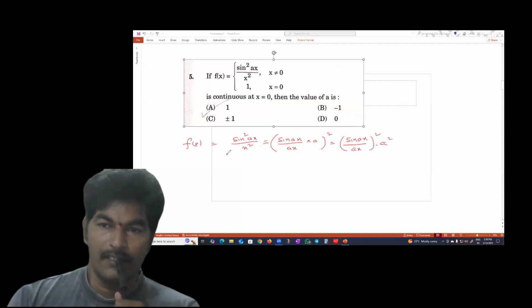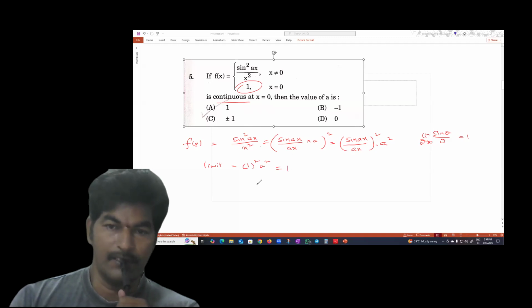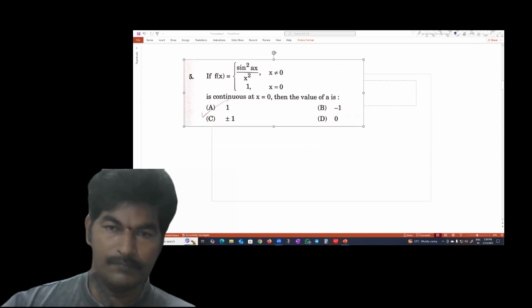We know that sine theta by theta, as theta tends to 0, is equal to 1. So of course it is 1. So the limit value is 1 into a square. He said continuous means it will be equal to the functional value. How much is the functional value? 1. So a square equals 1, a equals plus or minus 1. Option C is correct. Okay, understood?